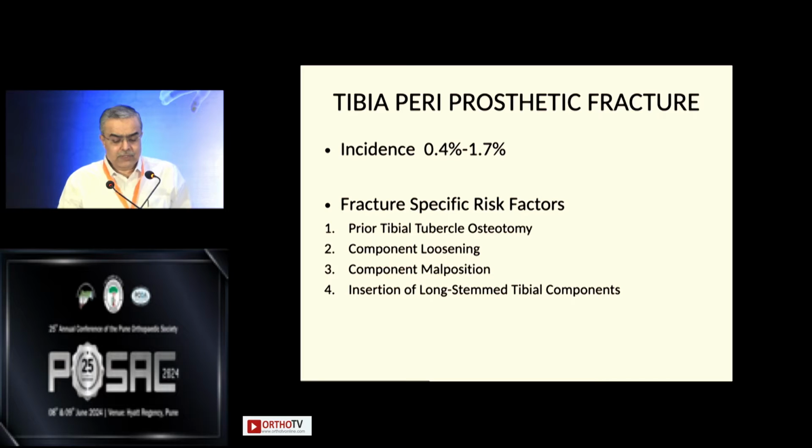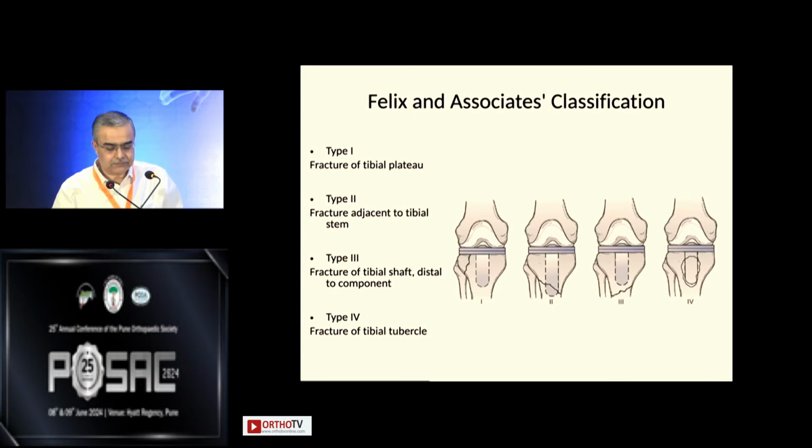Tibial periprosthetic fracture, specific risk factors are prior tibial tubercle osteotomy, component loosening if it is there and the patient keeps on walking and that component is likely to sustain a fracture, component malposition, and insertion of a long stem tibial component where that stem is hitting the cortex.